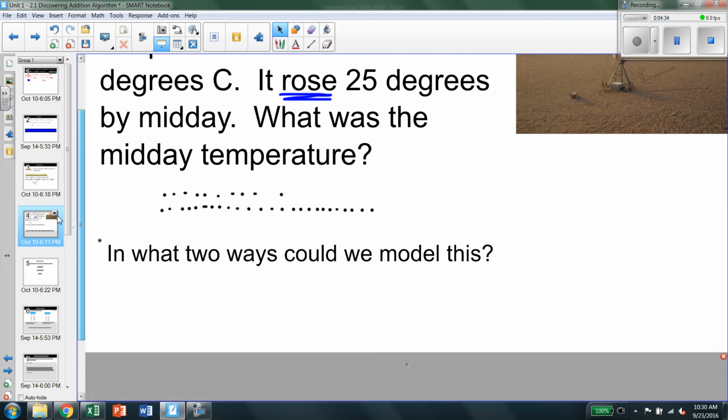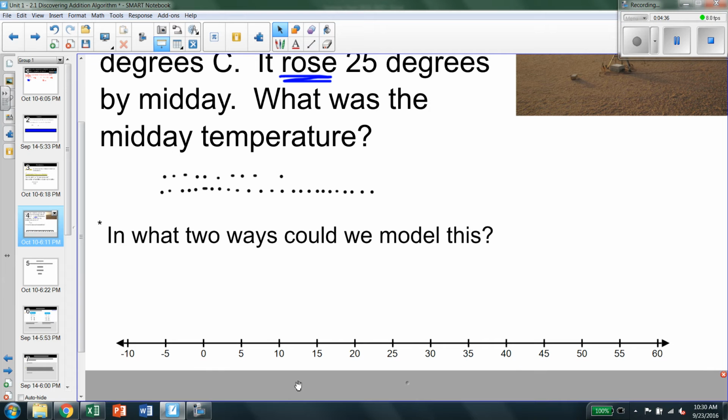Or we could use a number line. We could start at 10 degrees, and we could rise 25. So is rising to the left or is rising to the right on a number line when we're dealing with rising, a positive value? Well, it's going to go to the right, 25.